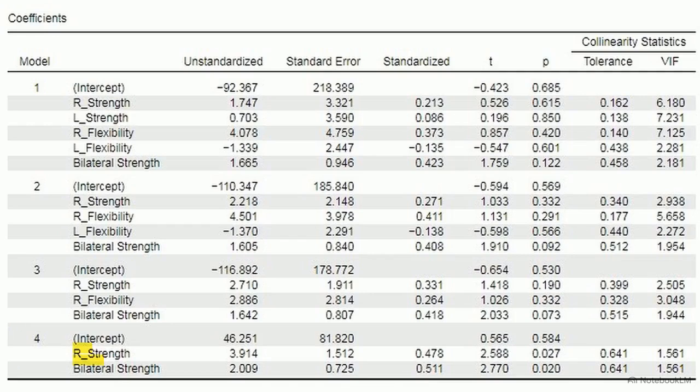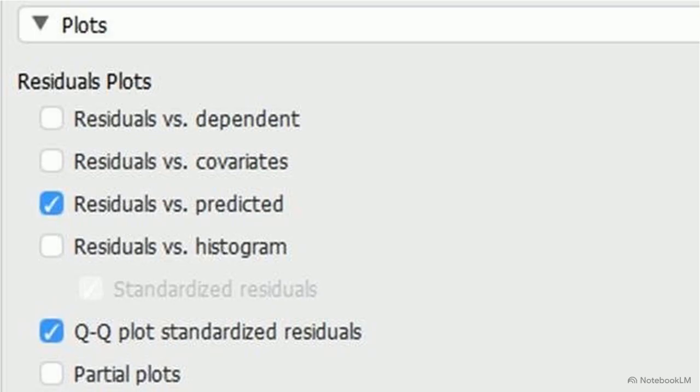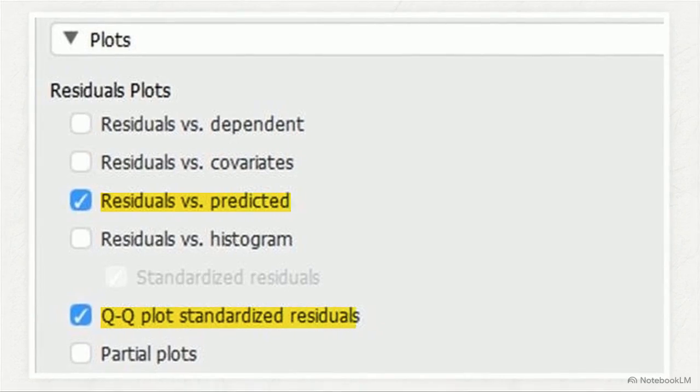The result is clear. Right and bilateral strength are the only surviving variables. Their p-values are significant, and VIF is down to a healthy 1.5. Before we use this model, we must verify the underlying statistical assumptions of homoscedasticity and normality. Open your Plots dropdown and tick Residuals versus Predicted and the QQ plot.